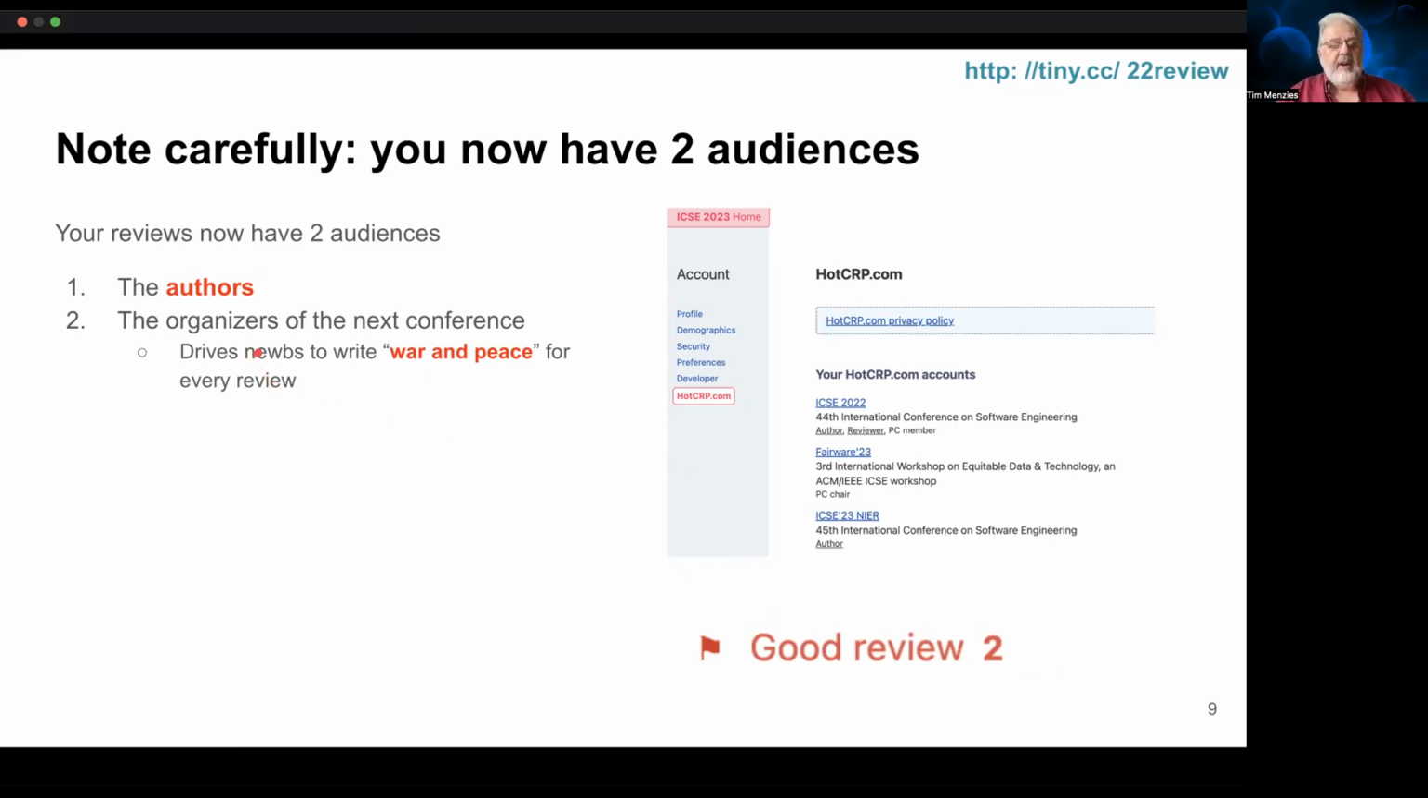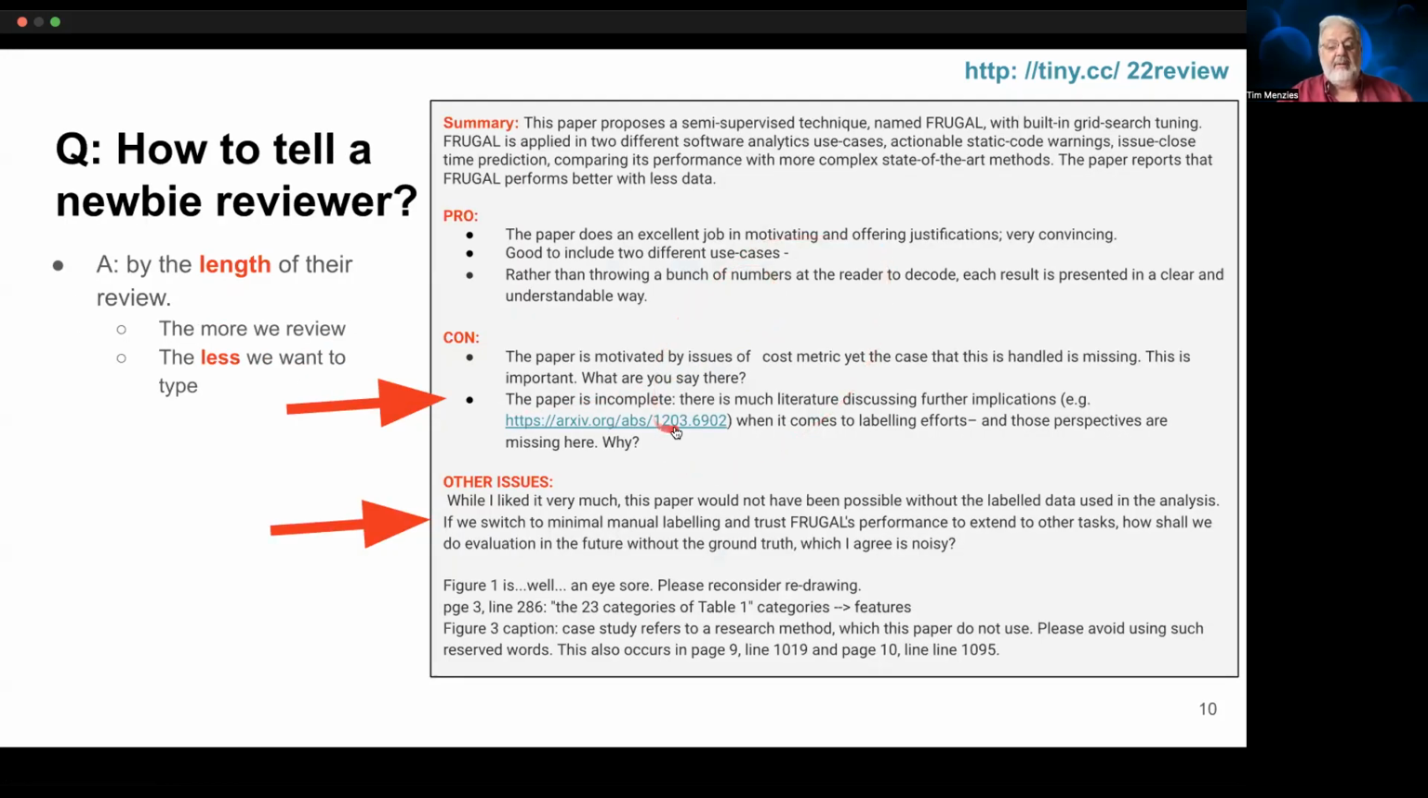But be warned, newbies get worried at this point and start writing War and Peace, these really voluminous reviews. So I tried to find the shortest review of any of my papers that I thought was reasonable, and I tried to find what were the structures of that review that made it reasonable. And it's far, far less than what ICSE does, by the way, just a heads up. So how do you tell newbie reviewers? By the length of their reviews. The more nervous you are, the longer you write. The more confident and assured of where you are, the less you write.